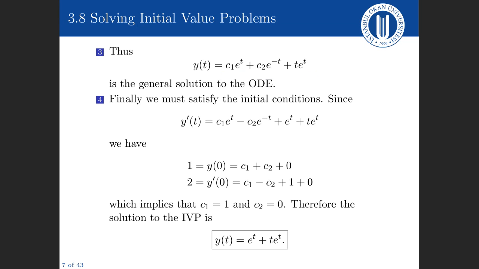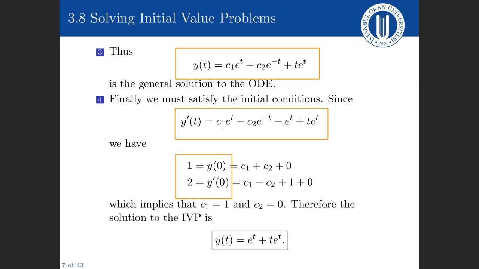And then finally, step 4, we must find the constants using the initial conditions. Differentiate once to get y prime, and then use the initial conditions. y of 0 is equal to 1, y prime of 0 is equal to 2. Put t equal to 0, we get c1 plus c2 plus 0, and c1 minus c2 plus 1 plus 0. And we find that we must have c1 is 1 and c2 is 0. And that gives us the solution to the initial value problem. y of t is e to the power t plus t e to the power t.